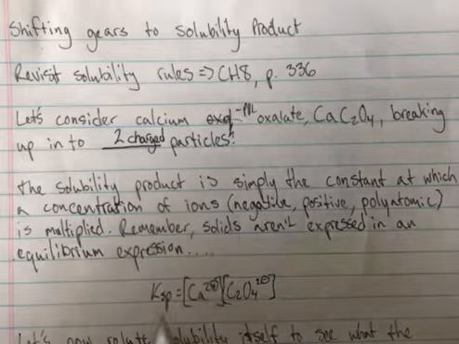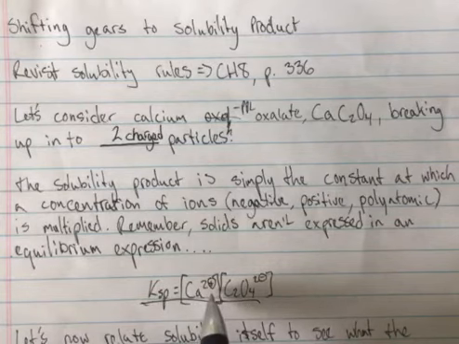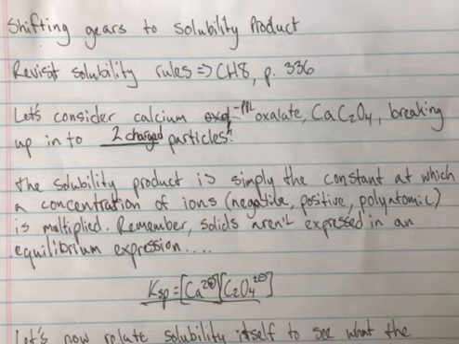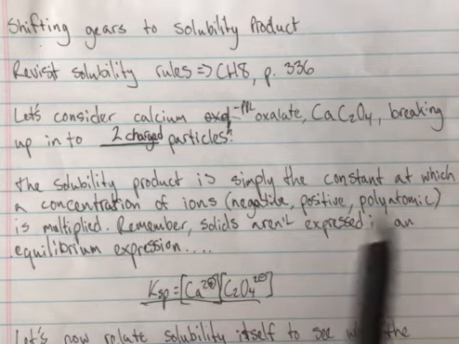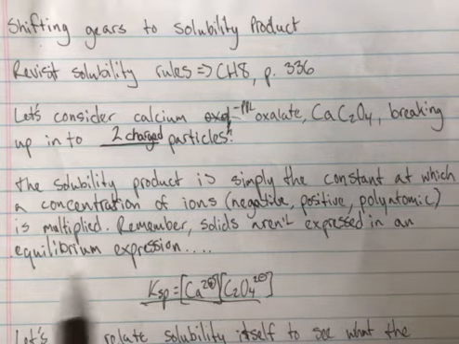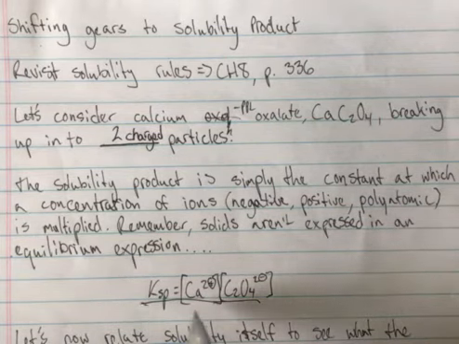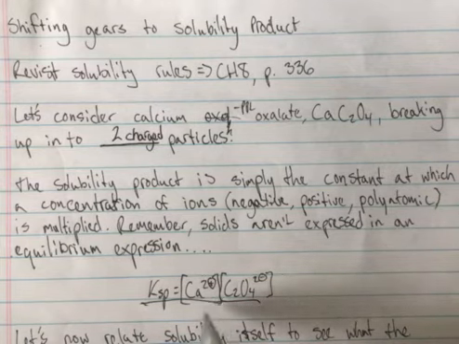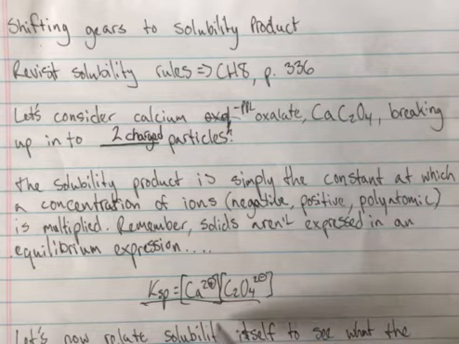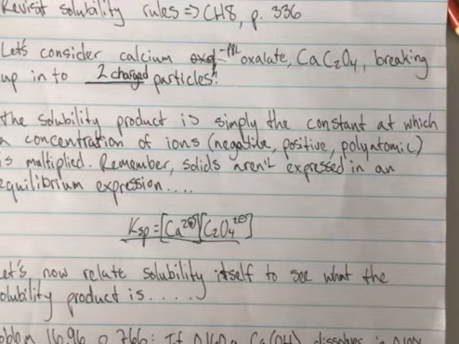So what you're going to see is that your KSP is equal to the concentration of Ca2+ times the concentration of oxalate. Now, the solubility product, or KSP, is simply the constant at which a concentration of ions, negative, positive, polyatomic, whatever, is multiplied. Remember, the solids aren't expressed in an equilibrium expression, so you're not going to see anything below, in the concentrated form at the bottom. It's solid. It's going to fall out of solution.